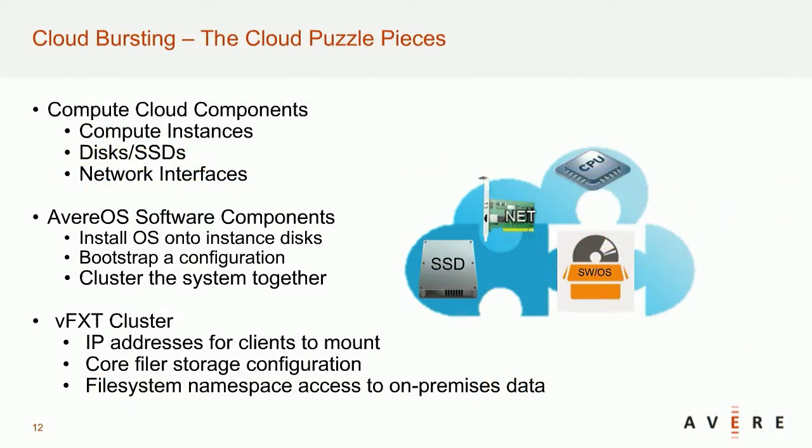When we talk about what pieces of the puzzle we're dealing with when doing cloud bursting, obviously a big piece of it is the cloud compute. Within a cloud provider, you're going to have compute instances, which are essentially the virtual machines, and those will have a RAM and CPU footprint. And then you have disks and SSDs that you're attaching to the instances, which are used to store and retrieve data local to that instance.